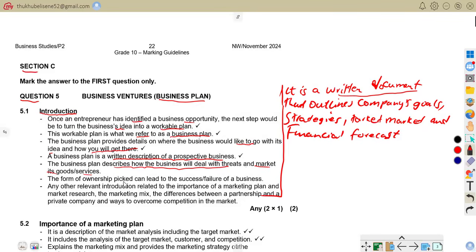The form of ownership picked can lead to the success or failure of a business. That is the form of ownership. So it will depend on the form of ownership of the business that you're going to pick. That is the one that will determine your future as a business. So now any relevant introduction related to what you have said is going to be accepted. So now let us move on.